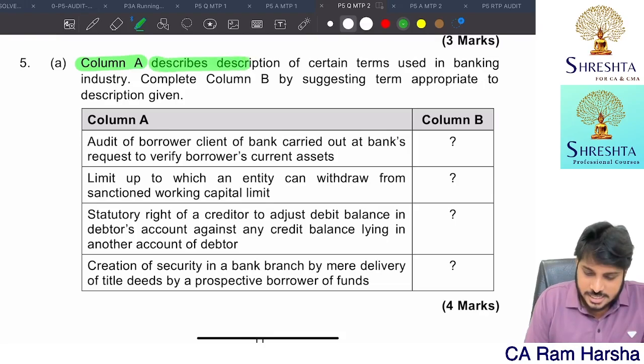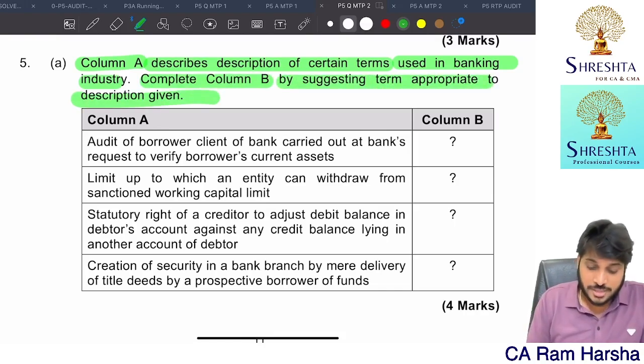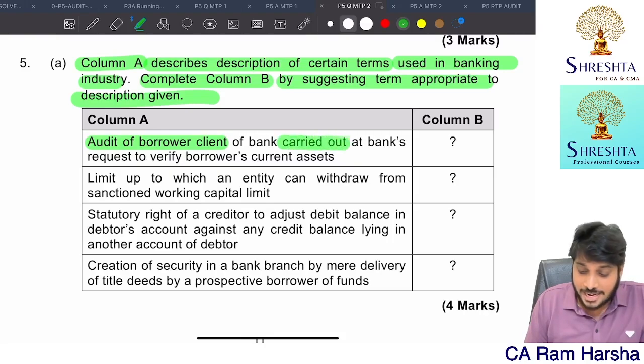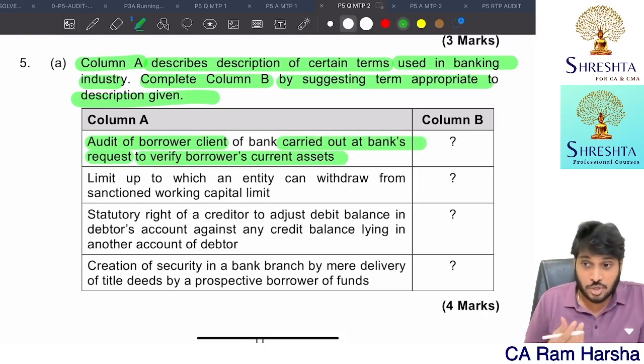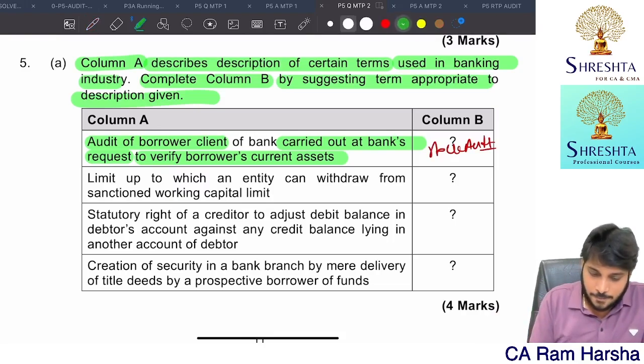Column A describes certain terms used in the banking industry. Complete column B by suggesting the appropriate term. Okay, so they gave a description. Audit of a borrower carried out at a bank's request to verify the borrower's current assets. Banks now will periodically do a borrower's current assets audit. Stock audit, we call it. We don't call it current asset audit, we call it stock audit.